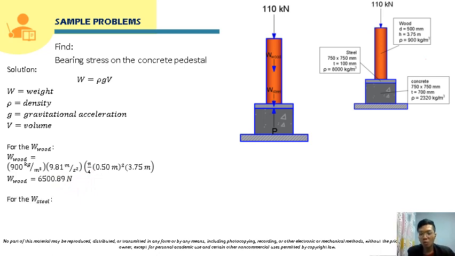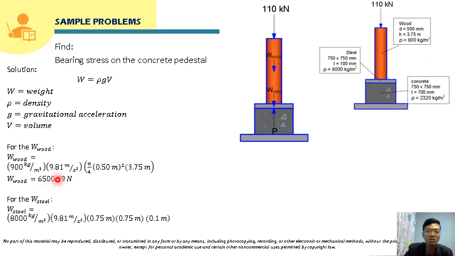Now for the weight of the steel, following the formula, again the rho for the steel is 8,000 kilogram per meter cube times G, which is 9.81 meter per second squared, times the volume of the steel. The volume of the steel will be the area of the cross section of the steel, which is a square.